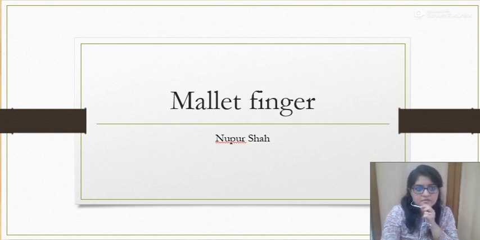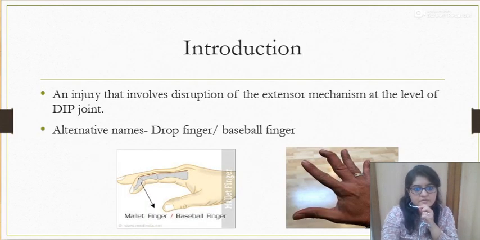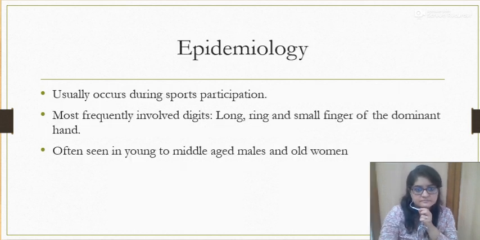So here we begin. Coming on to the introduction, it is the injury that involves disruption of the extensor mechanism at the level of the DIP joint, and the alternative names which are used in place of mallet finger are crop finger or the baseball finger. They use the term baseball finger because it is commonly happening in the athletes who play baseball frequently.